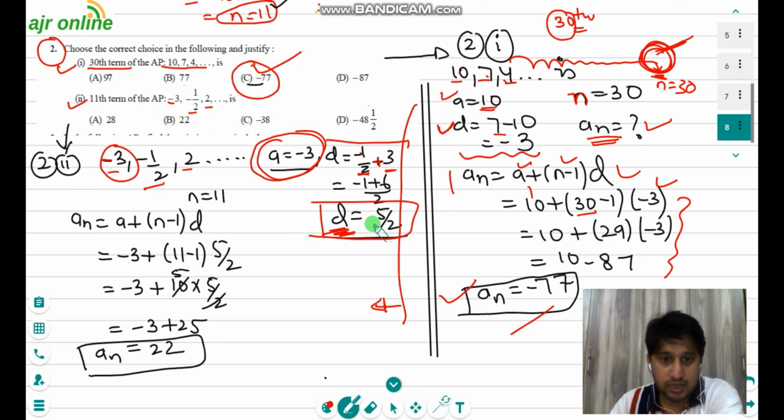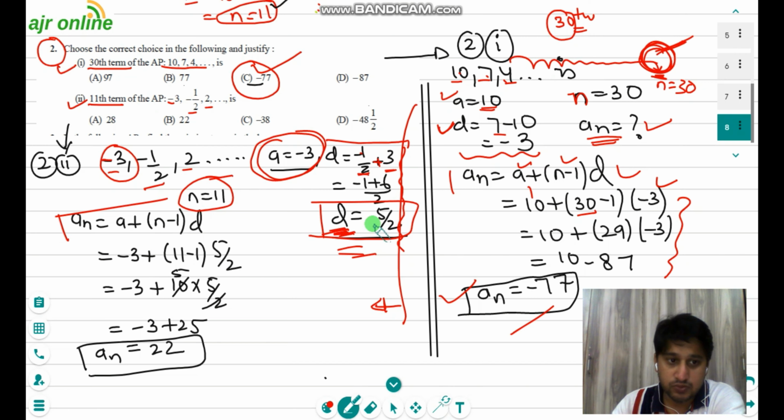This you have to see very carefully, most of the students make a mistake over here. d is 5 upon 2, and then in the same way you have to find the 11th term. So n is 11 over here, and you have to find an. The formula, as you know, is an is equal to a plus n minus 1 times d, where a is minus 3, n minus 1 is 11 minus 1, and d is 5 upon 2. So minus 3 plus 10 times 5 upon 2, and when you solve it, you will get an is equal to 22. So yes, this is the answer.